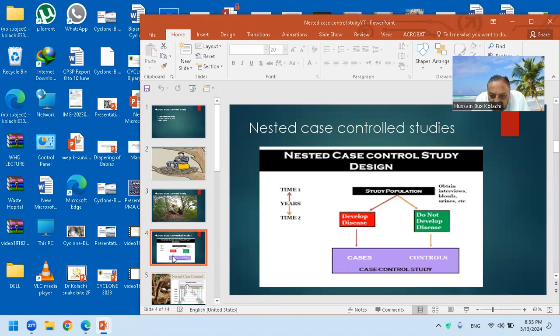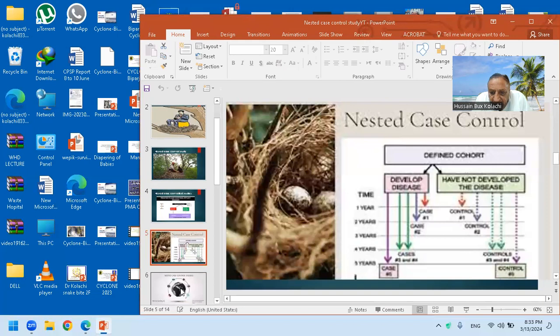Here you can see that the nested case control study is part of the cohort study. These are the times, and when the cases occur, we select the cases through a sampling method, and then select also the controls from the same population with the risk factor, but who have not yet developed the disease. They started the journey from the same path, but some have developed the disease. This is another kind of nested case control study.